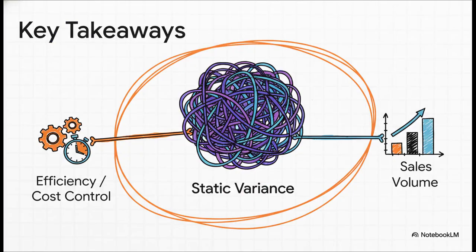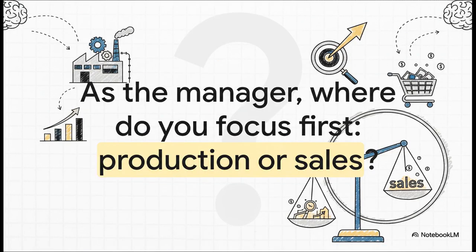So let's wrap this up. A static budget is great for setting a target, but its variance is just too blunt. By using a flexible budget, managers can untangle the issues. They can stop asking this vague question of what happened and start asking really specific questions to the right people, the sales team about volume and the production team about controlling costs. This kind of breakdown gives you the clarity you need to actually take effective action.